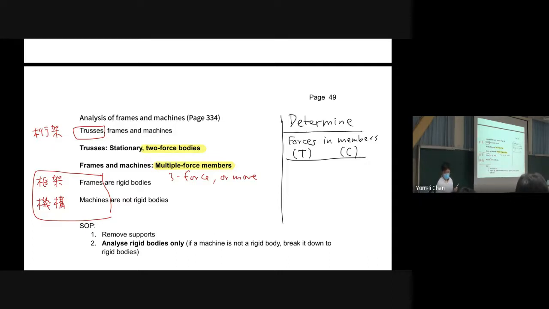Now, for frames and machines, when we have multiple force members, what we determine are forces. We only determine forces between members here. Okay, we only determine forces between members. For forces in members, of course, it has forces in each member.